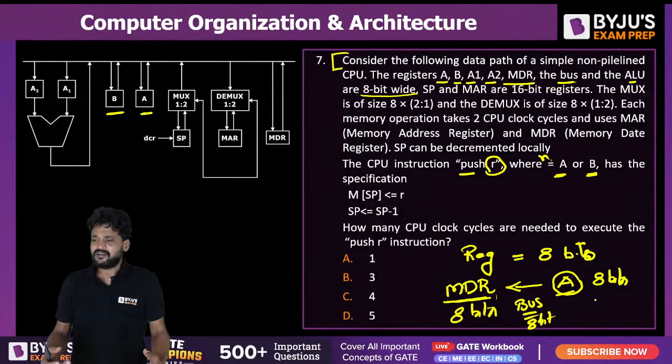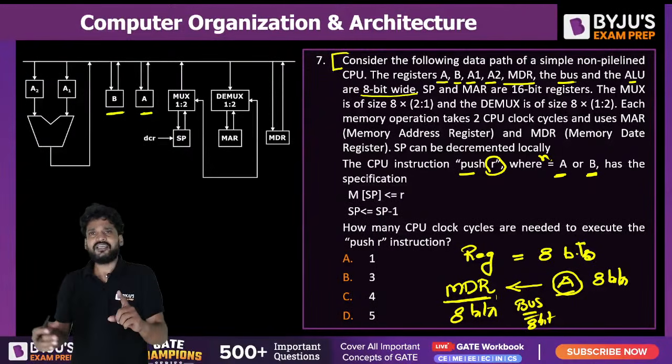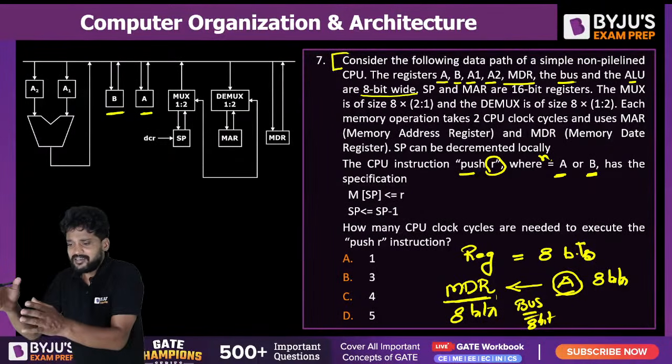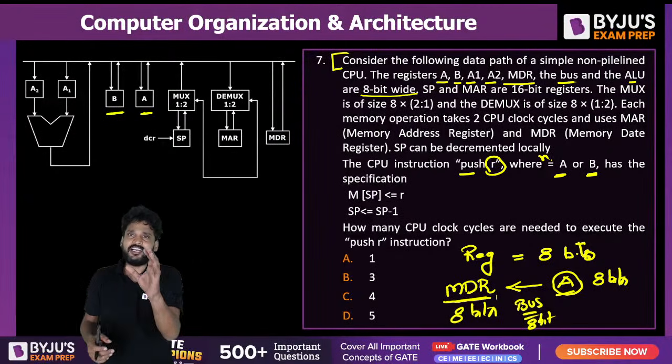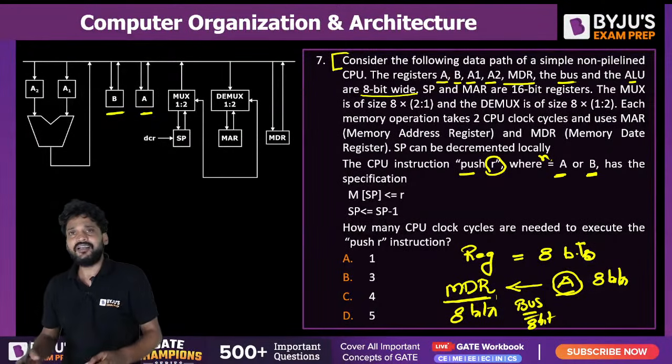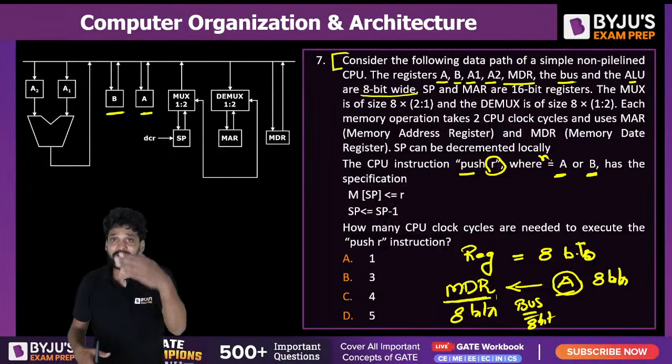So altogether, in one clock cycle, we can send the contents of A to the memory data register, right? The bus system can accommodate 8 bits at a time. So, in one clock cycle, all the 8 bits will get transferred.